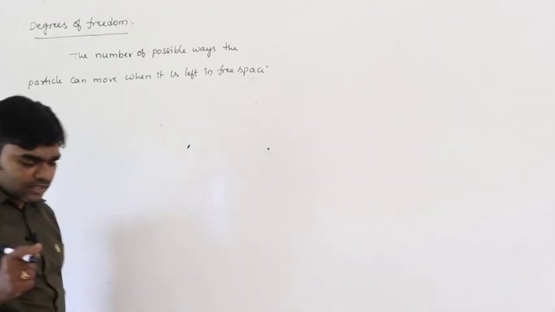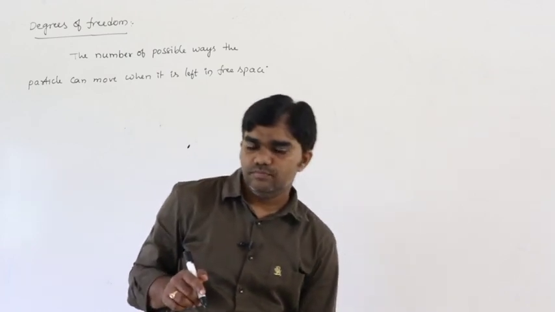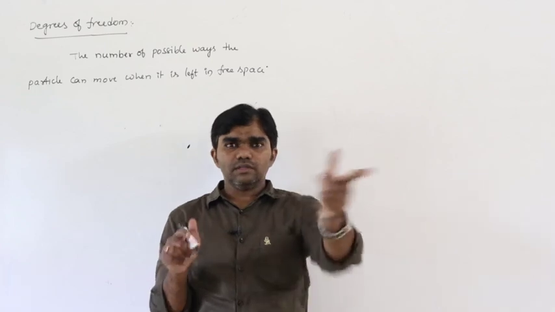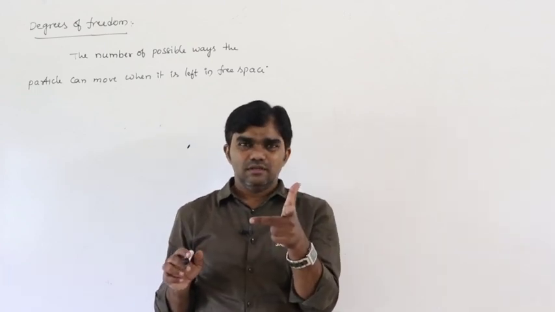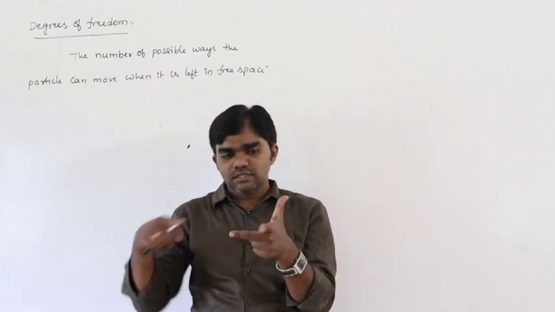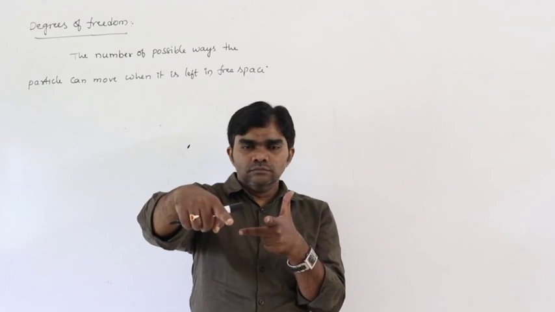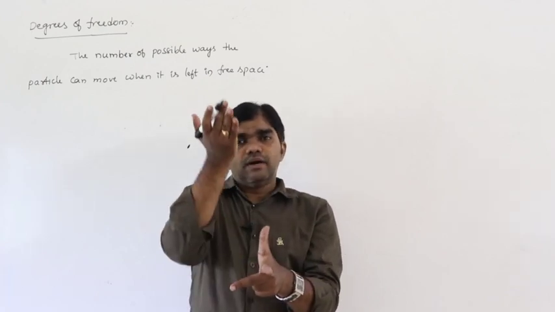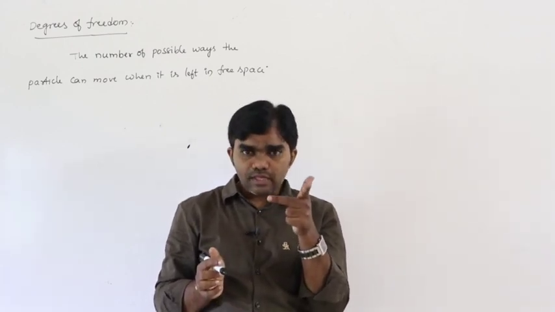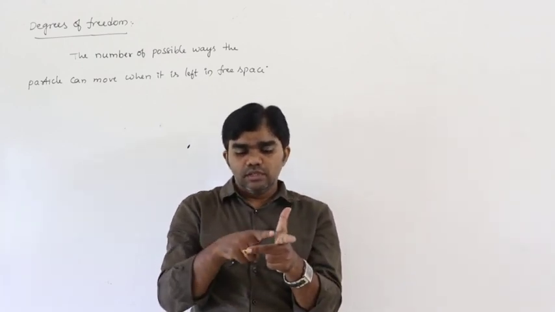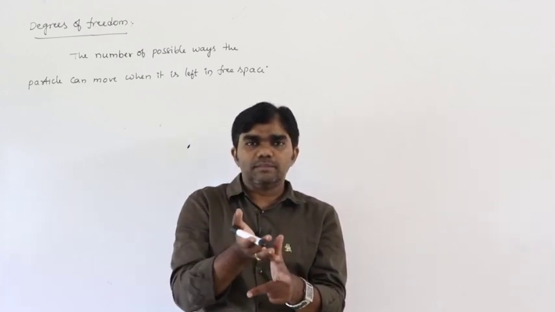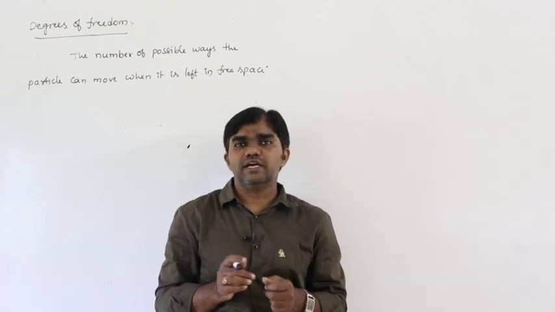What is translatory motion? Translatory motion means straight line motion. Straight line motion means we have three possibilities. The particle can move along the x axis, or along the y axis, or along the z axis. Three possible translatory motions.